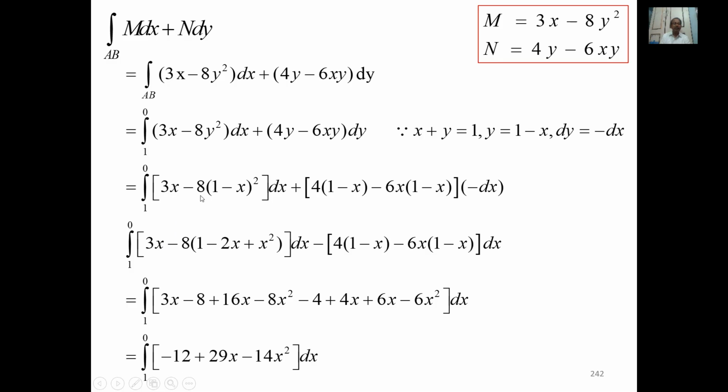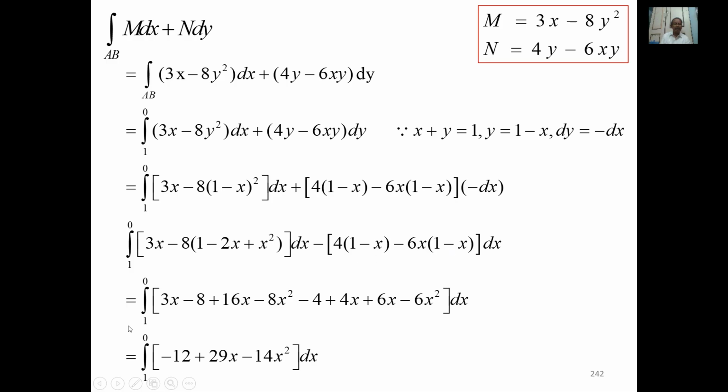So we have minus 8 times (a minus b) whole squared formula. So we have 1 minus 2x plus x squared. Other terms, let it be. So we have now 3x, multiplying this expression with minus 8, that will have minus 8 plus 16x minus 8x squared. And here it is minus 4 minus minus plus, so 4x. And here one minus is outside, so minus into minus will give us plus, so plus 6x. Here one minus is there, another minus is there, and one more minus is here. So we have minus 6x squared.